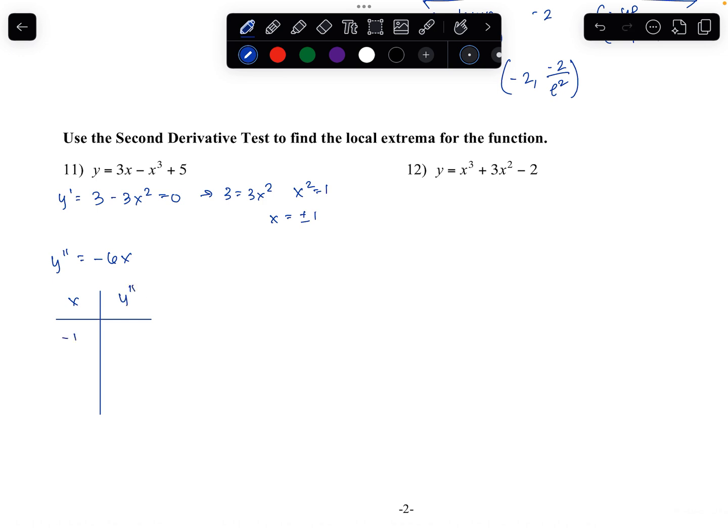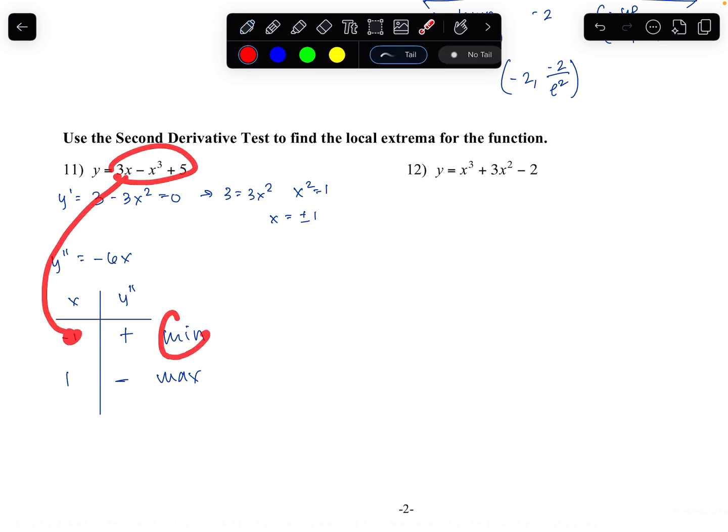So we've got negative 1 and 1 as the critical points. If I plug in negative 1, it's going to become positive. If I plug in 1, it's going to be negative. And so this means that the curve is concave up, which means that this right here at x equals negative 1 is going to be a minimum. So we got a minimum here. This is going to result in a maximum because it's concave down. And then if you plug in negative 1, you'll get the minimum. If you plug in 1, you'll get the maximum.